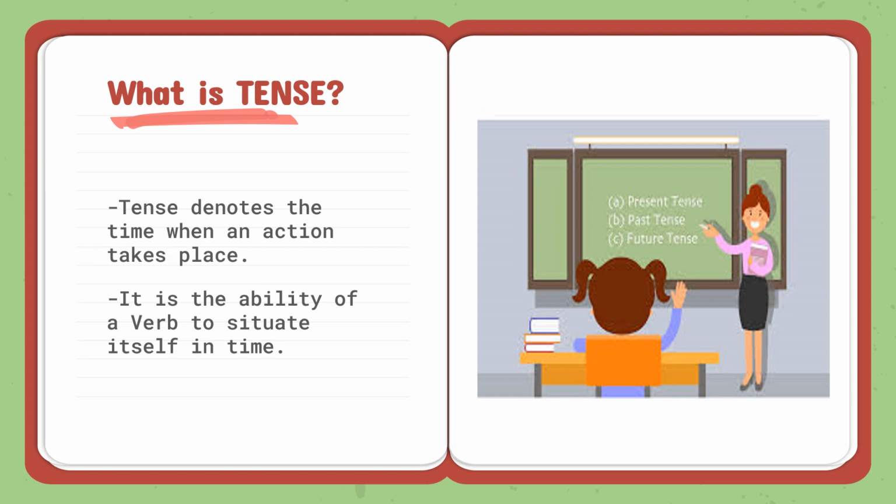So the first question that comes to our mind is, what is tense? A tense tells us the time when an action takes place. It is the ability of a verb to situate itself in time. So only verb helps us identify the type of tense. Basically, there are three types of tenses: present, past, and future. Each of these tenses is further subdivided into four types, which we will discuss later.